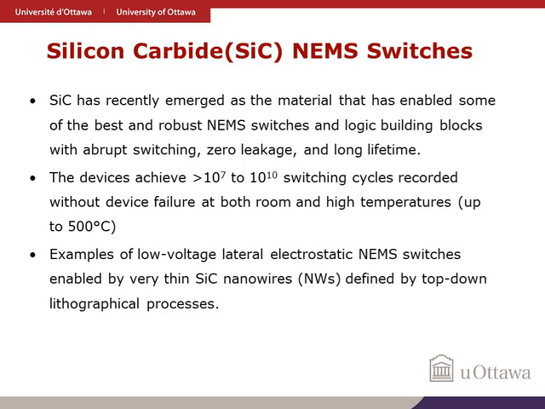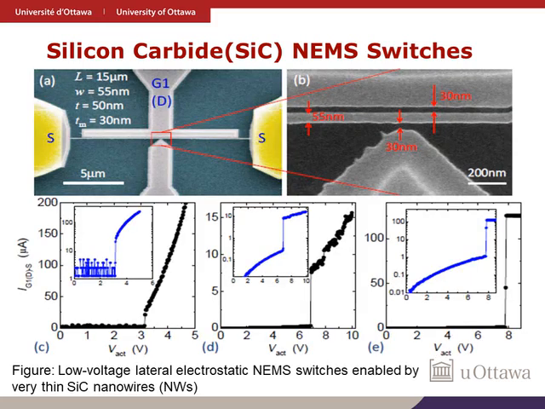Then there are silicon carbide NEMS switches also. It has recently emerged as a material that has enabled some of the best and most robust NEMS switches and logic building blocks with abrupt switching, zero leakage, and long lifetime. The devices achieve greater than 10^7 to 10^10 switching cycles recorded without device failure at both room and high temperatures. Examples of low voltage lateral electrostatic NEMS switches enabled by silicon carbide nanowires defined by top-down lithographical processes. This is the example.